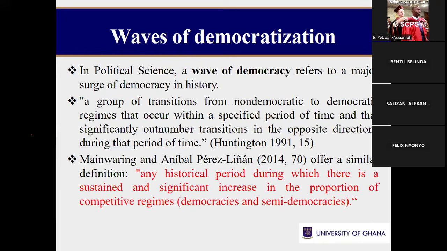So in political science, when you hear wave of democracy, it refers to a major surge of democracy in history. When we say there's a surge in the current, it means the current has gone up. Surge means there's an increase in the number of democracies in history. According to Samuel Huntington, it involves a group of transitions from non-democratic to democratic regimes, which occur within a period, and that significantly outnumber transitions in the opposite direction during that period.